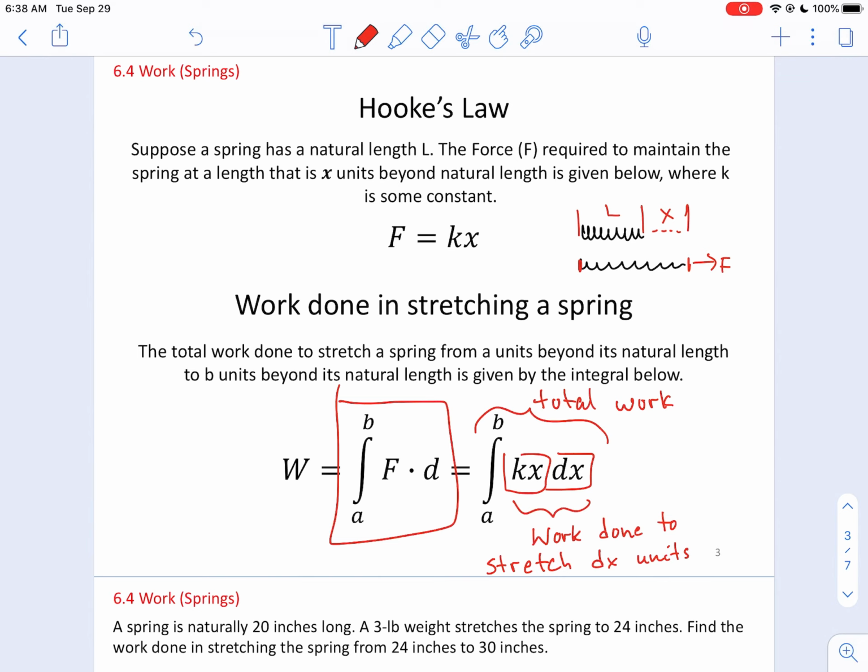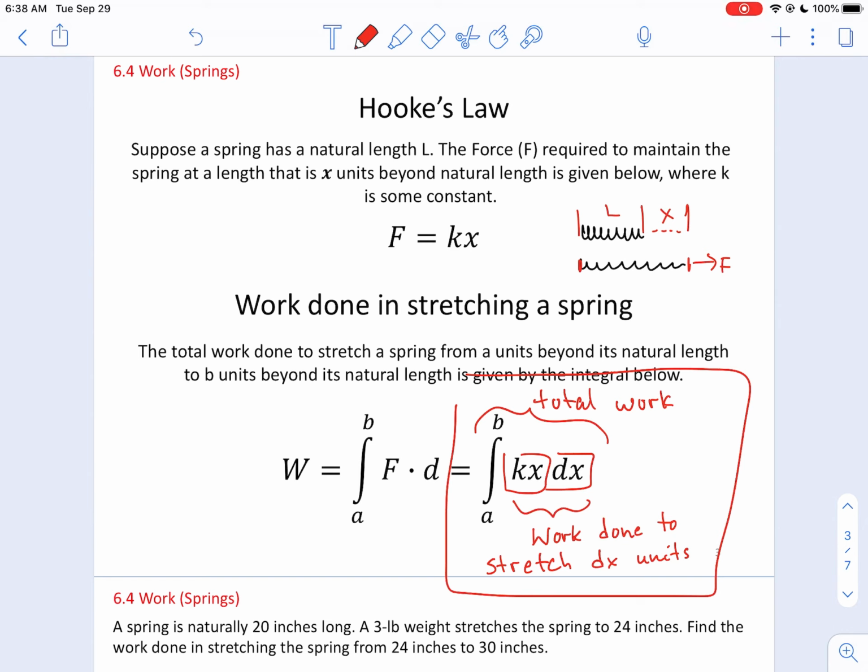So this formula that you're seeing here in the middle is the general formula for doing work in a variety of cases. But the formula you're seeing right here is the one we're going to use specific to stretching springs, where Hooke's law, or this relationship right here, gets used. In this particular case, the F is k times x, and then the distance we go that force is the differential dx. Okay, let's go on to the next slide and show you how Hooke's law and this integral for total work gets used.